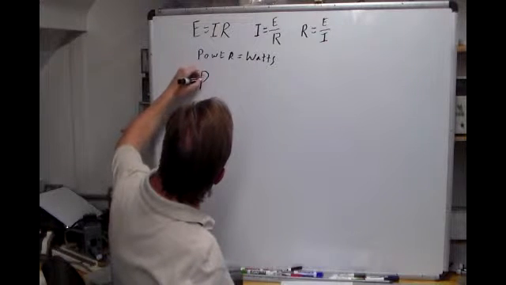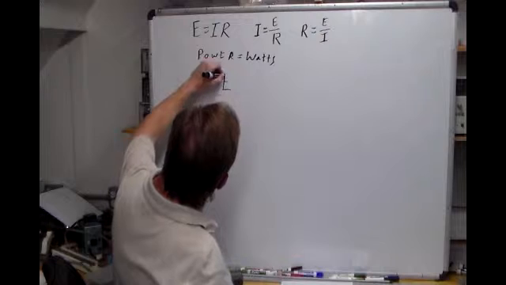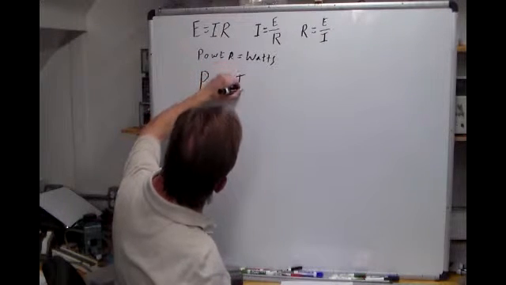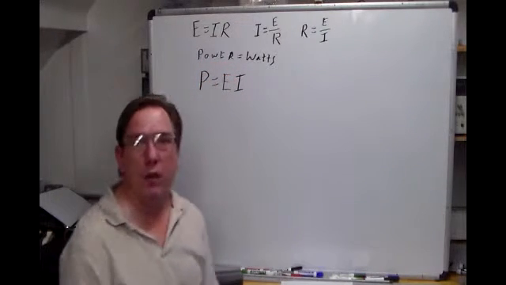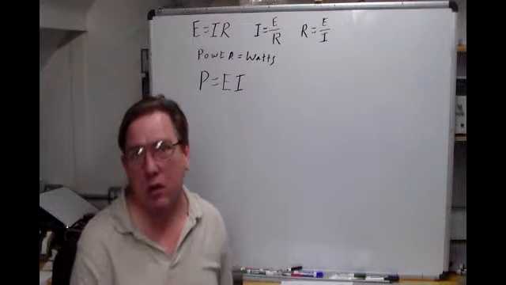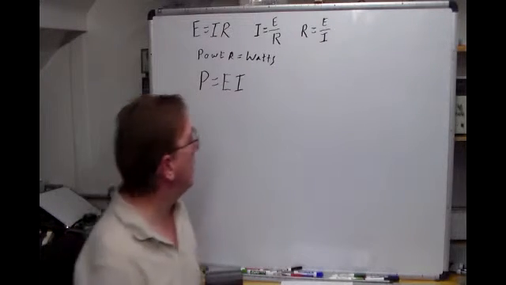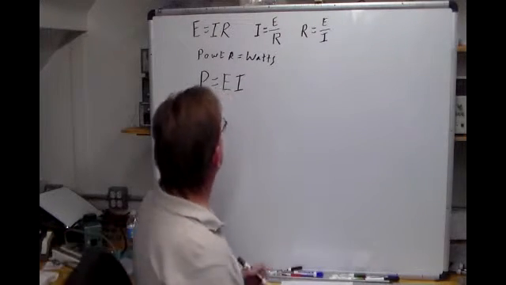Power equals the voltage times the current. So literally, the voltage times the current for a 100-watt light bulb is some amount of current times 120 volts equals 100. And I'm going to do a little problem with that at the end of this.